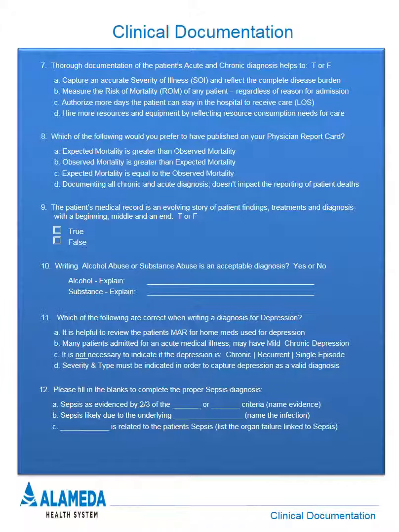And lastly, proper sepsis diagnosis C. Blank is related to the patient's sepsis. You must indicate there's organ failure when using SOFA criteria to document sepsis. So if a patient has ATN, you must relate it to the patient's sepsis. So ATN is related to the patient's sepsis. You don't have to say it's due to, but you can say it is related to. So all 3 of those criteria need to be documented when you're documenting a diagnosis of sepsis.